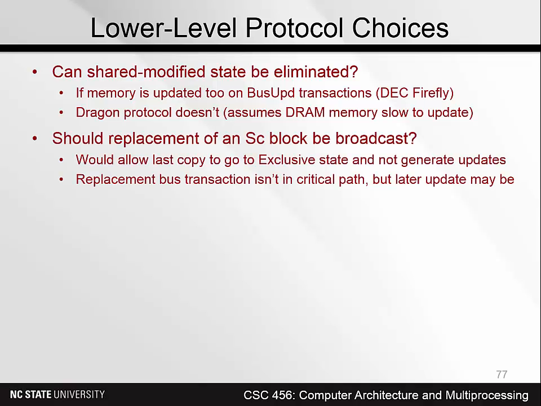As we've just seen, the Dragon protocol allows an SC line to be replaced silently without any bus activity. If we did let other caches know when an SC line was to be replaced, they could test the shared line and move to state E if there were no other sharers. The advantage of being in state E is that if the line is later written, it goes to state M, where it doesn't have to generate bus update transactions. So, at the cost of broadcasting replacements of SC lines, we are able to avoid update transactions on lines that used to be shared but no longer are.